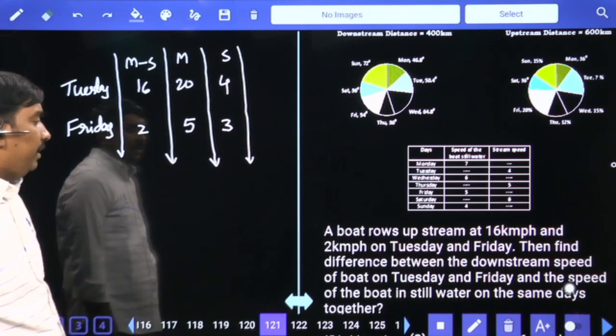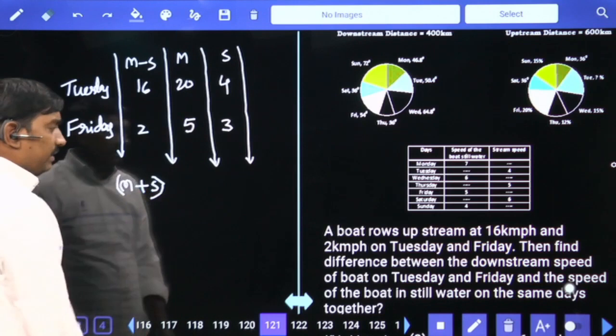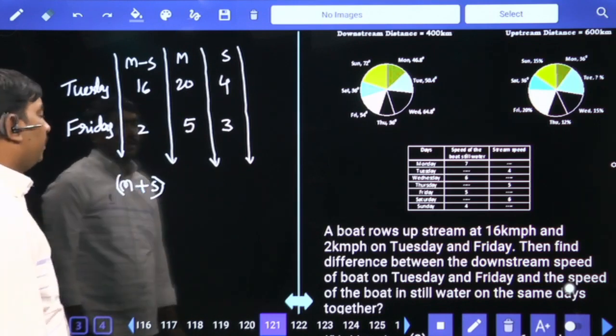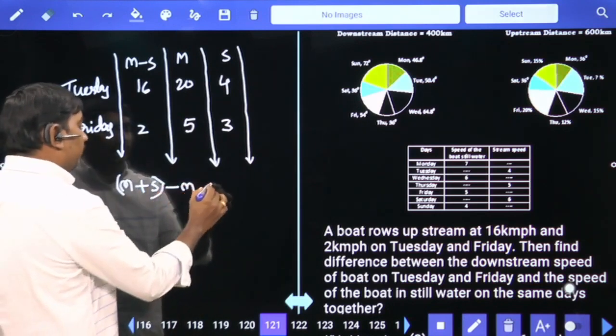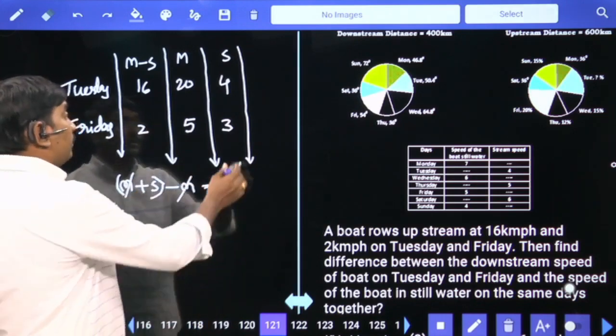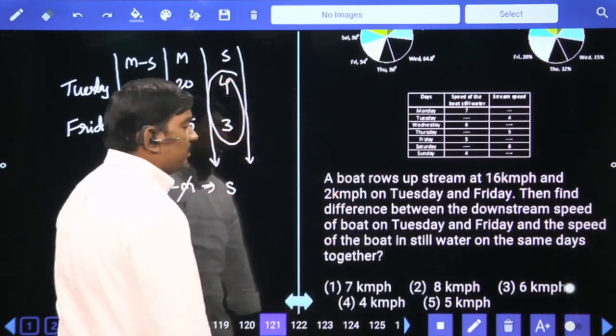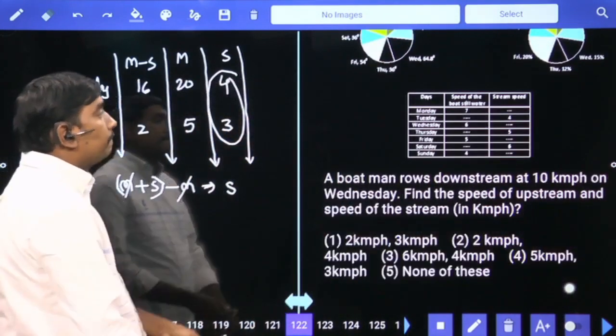What is the difference between downstream speed of the boat M plus S, and speed of the boat in still water M? M will get cancelled, so difference nothing but S only. So S means 4 plus 3, 7 is your answer. Next.